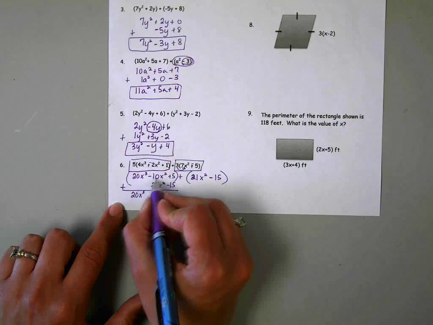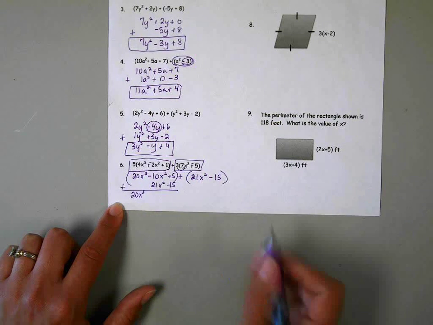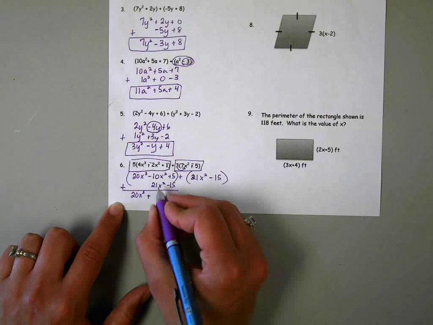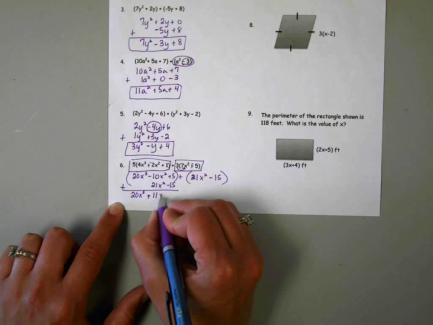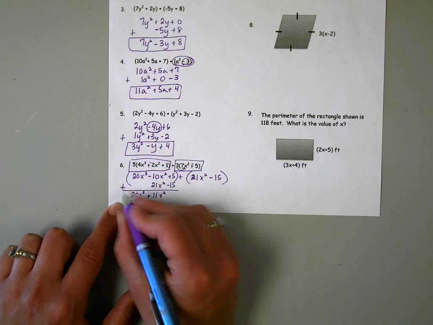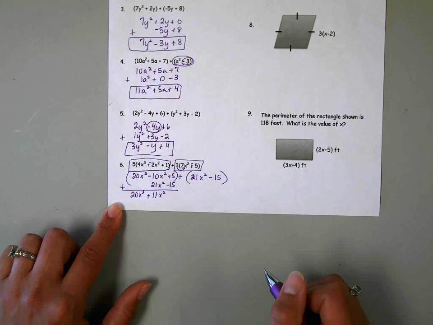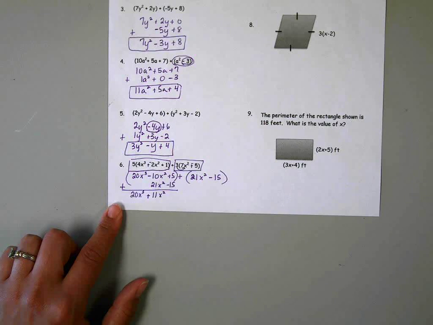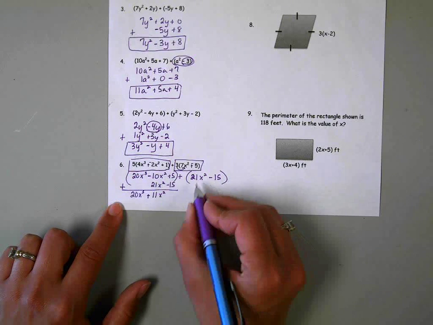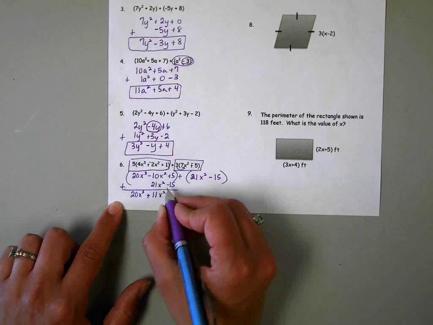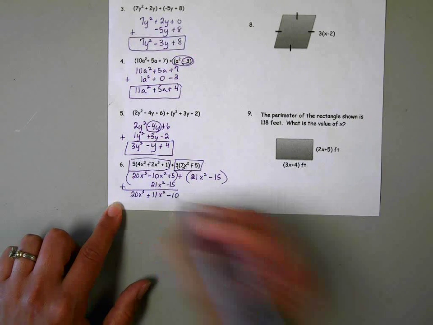A negative 10 plus 21 is a positive 11x squared. So negative 10 plus 21 is a positive 11x squared. And then 5 plus a negative 15 is negative 10.